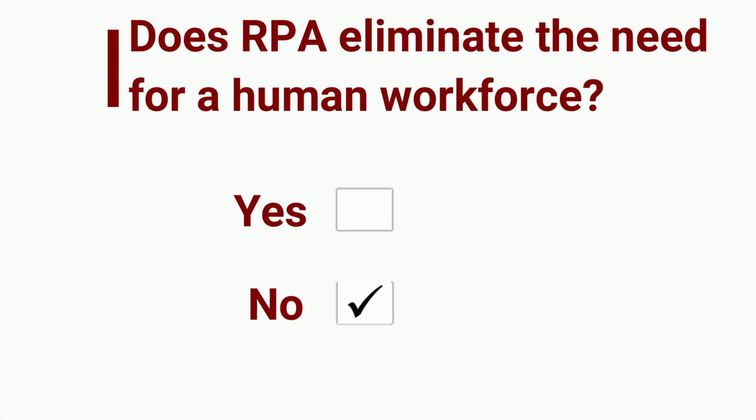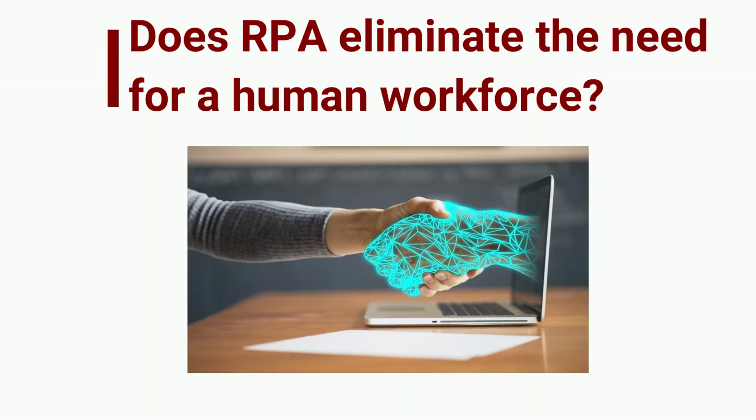RPA does not eliminate the need for human resources. Bots and humans form a great team. Human resources play a key role when it comes to judgmental calls within a process. Remember that robots follow rules and might not be in a position to make judgmental calls. Humans also come in to handle exceptions.